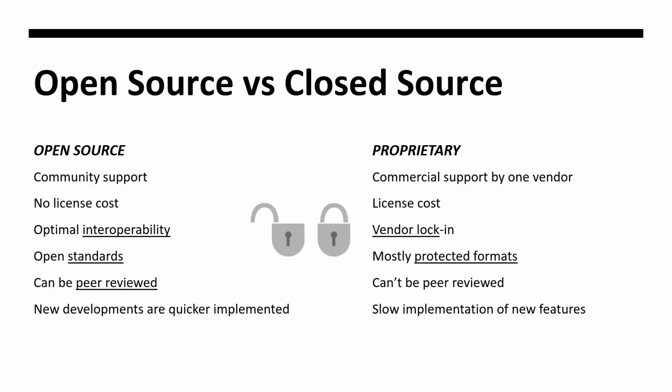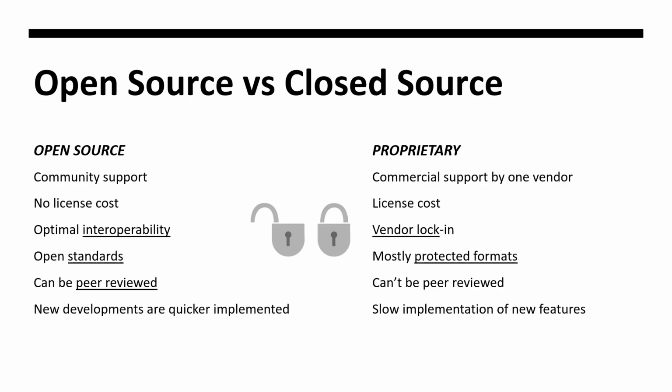Let's compare the two dominant software models, open source and proprietary. Open source thrives on community support. It has no license cost, making it accessible and scalable. It's built for interoperability, designed to work across systems, not lock you into one. And it embraces open standards, which means anyone can build on top of it, audit it, and improve it.